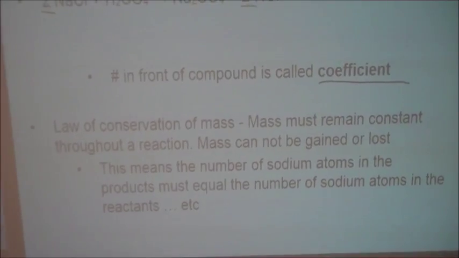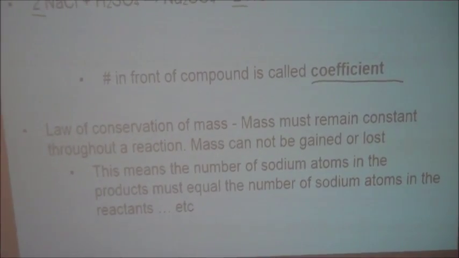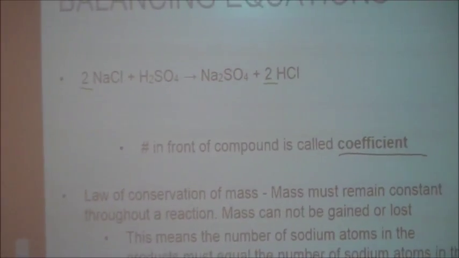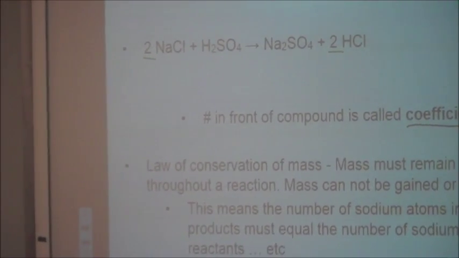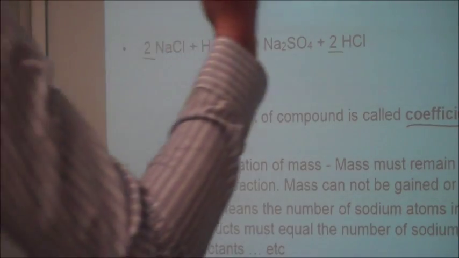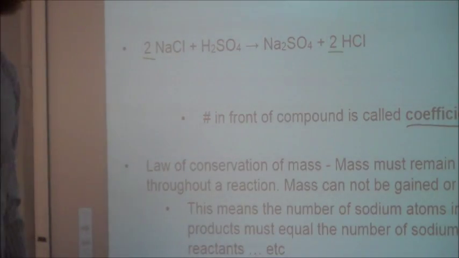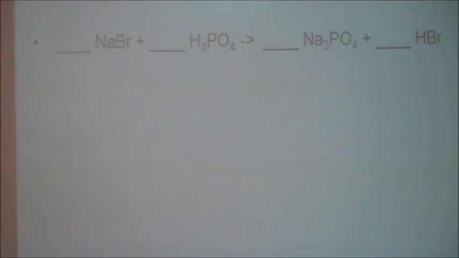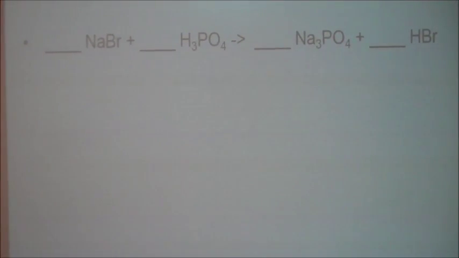So what it is, mass must remain constant throughout a reaction. Mass cannot be gained or lost. So basically what balancing an equation is, we have to balance all of the elements. So we can't have more sodium in the reactants than the products. The amount of sodium on each side has to be equal to one another. So let's do some examples. We'll do 2 examples and then you'll be on your own.